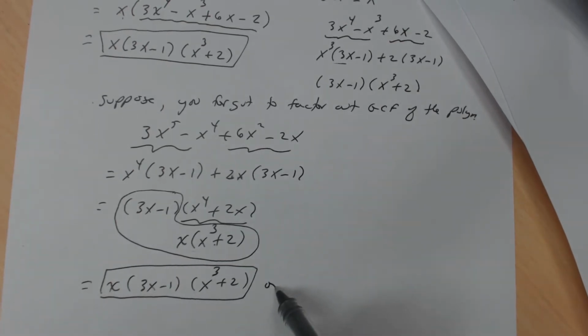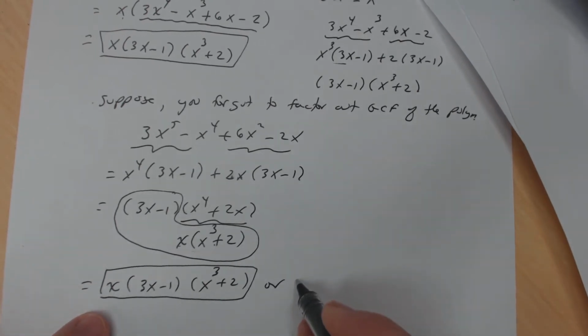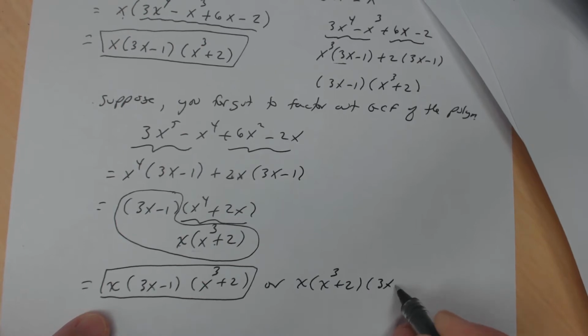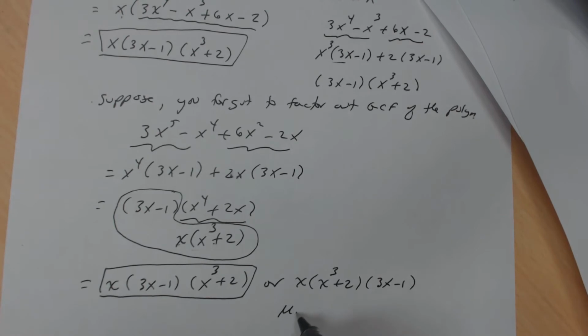Now, just be aware. Remember, we said that we tend to put the monomial factor first, and that's what you want to do. But notice the order in which you multiply does not matter. So if you had written it as x times (x cubed plus 2) times (3x minus 1), that's still okay, because multiplication is commutative. So the order in which you multiply does not matter.